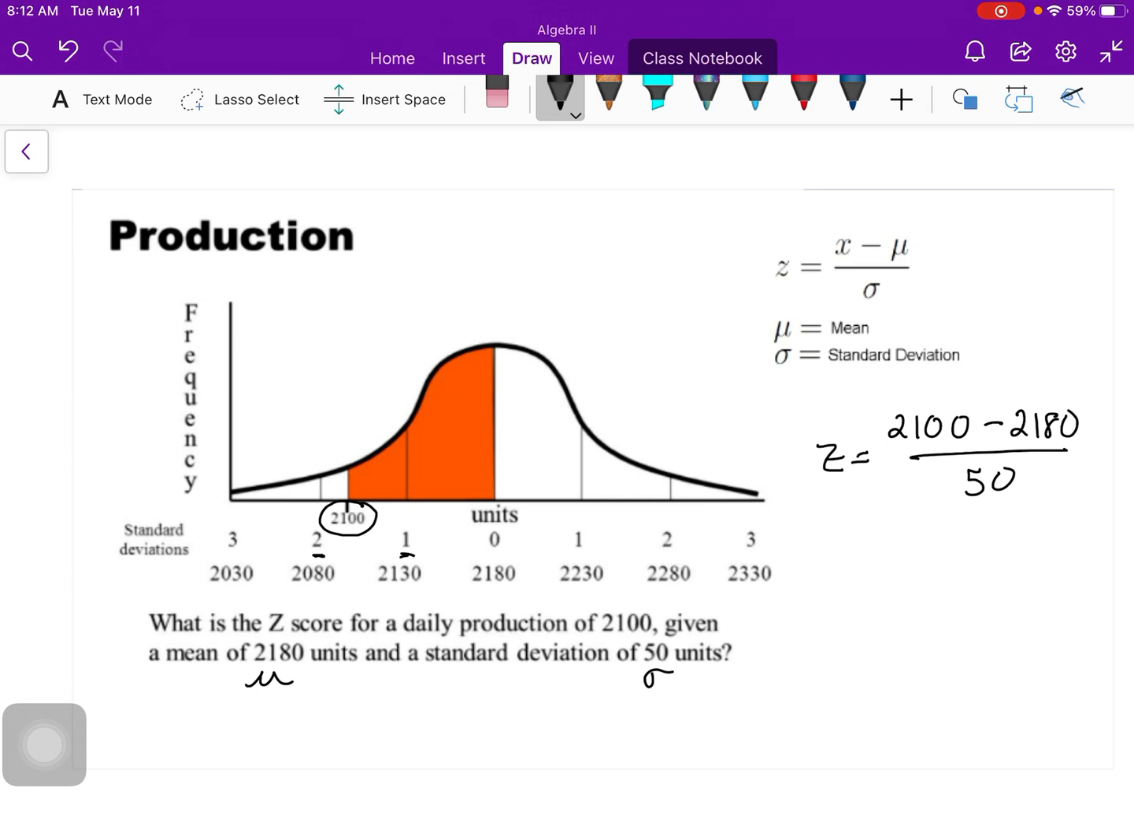Okay, now since I'm to the left of the average, I should get a negative Z-score. So I'm just going to type that into my calculator. It's negative 80 divided by 50, and that gives me a Z-score of negative 1.6. And we'll talk more about what that means in a bit in terms of probabilities and areas. But for now, I just know that that is 1.6 standard deviations below that average unit.